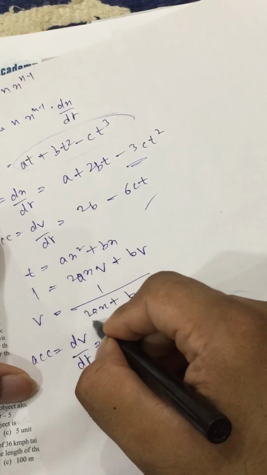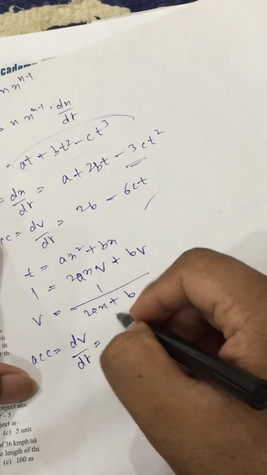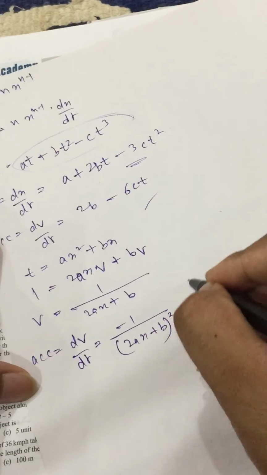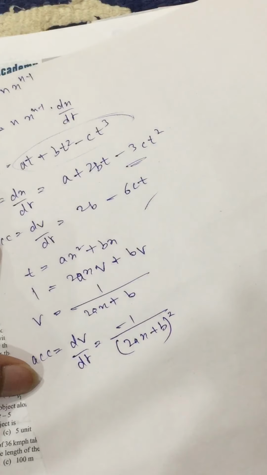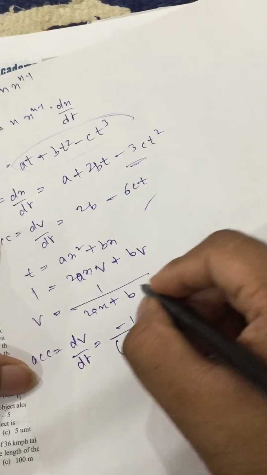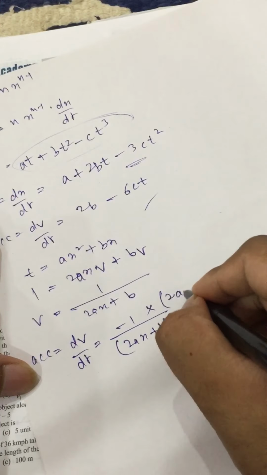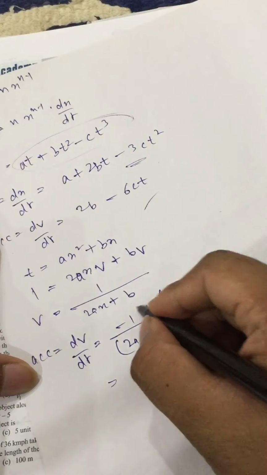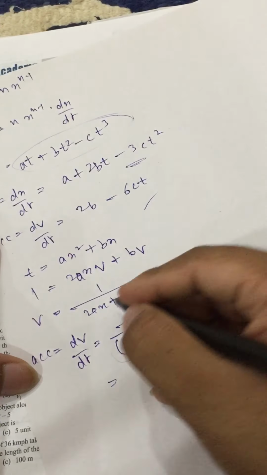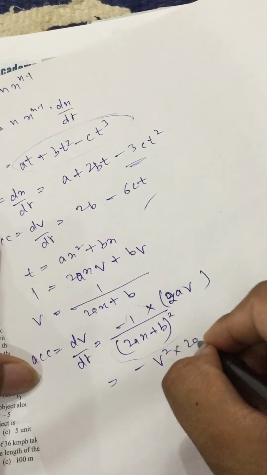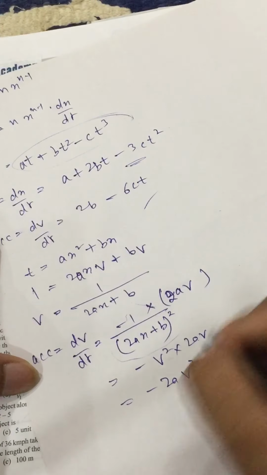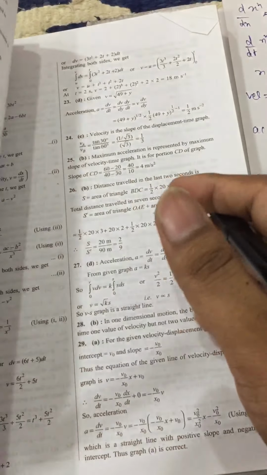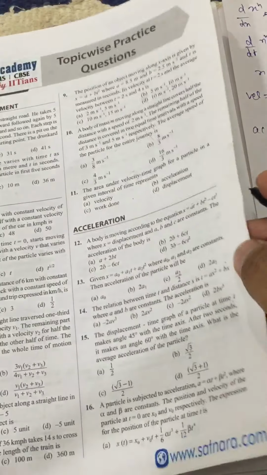We consider 2ax plus b as y in our mind. The derivative of 1 by y is minus 1 by y square, so minus 1 by the whole square of (2ax plus b), into the derivative of the internal part. We are applying the chain rule. The derivative of 2ax is 2av, since the derivative of x is velocity, and the derivative of b becomes 0. And what is this? This is v square only. It becomes minus v square into 2av. The answer becomes minus 2av cube. Let us check. A must be the answer for the 14th. The answer is A, yes, right.